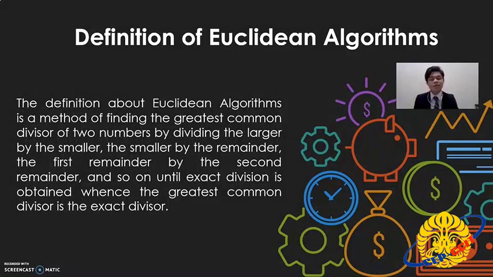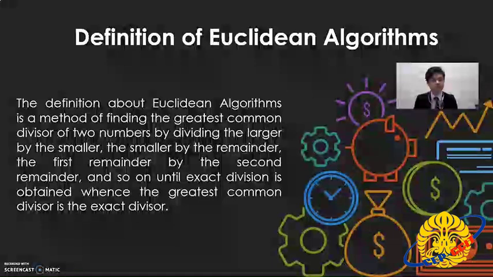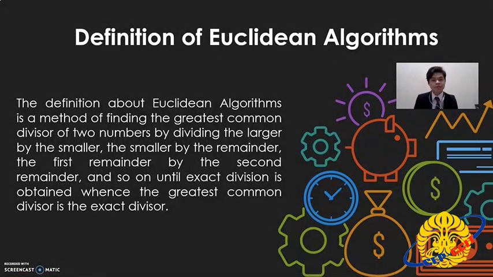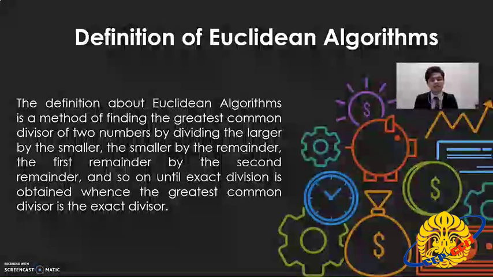Definition of Euclidean algorithm. A Euclidean algorithm is an algorithm used to find the greatest common divisor, GCD, or commonly known as faktor persekutuan besar, FPB, of two numbers or integers by dividing the larger by the smaller, then the first remainder by the second remainder, and so on until the remainder 0 is found.